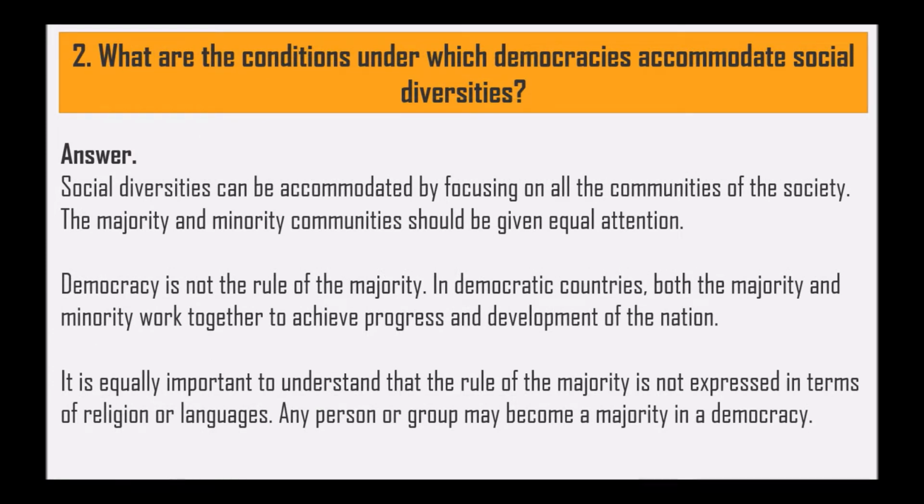Next, what are the conditions under which democracies accommodate social diversities? Social diversities can be accommodated by focusing on all the communities of the society. The majority and minority communities should be given equal attention. Democracy is not the rule of the majority. In democratic countries, both the majority and minority work together to achieve progress and development of the nation. It is equally important to understand that the rule of the majority is not expressed in terms of religion or languages. Any person or group may become a majority in a democracy.